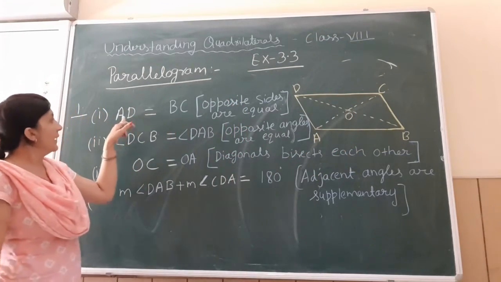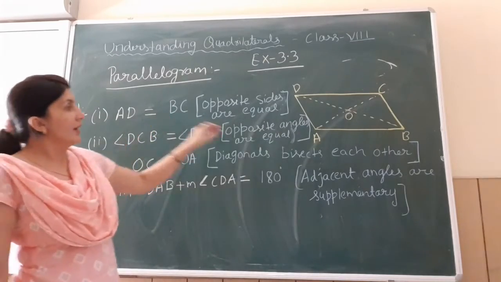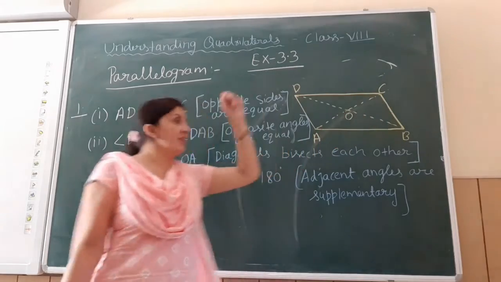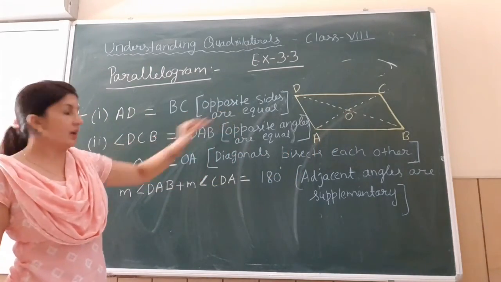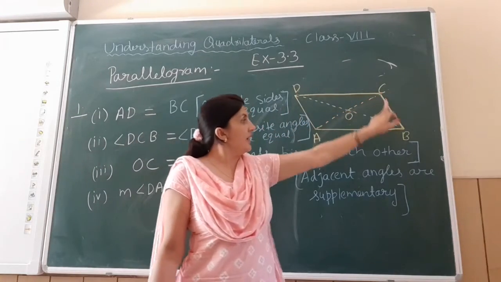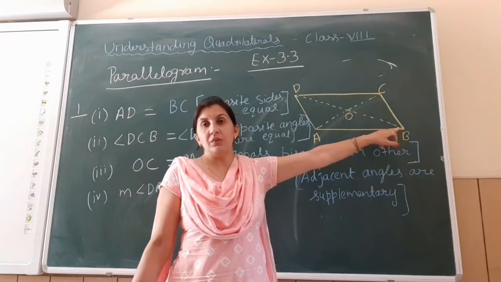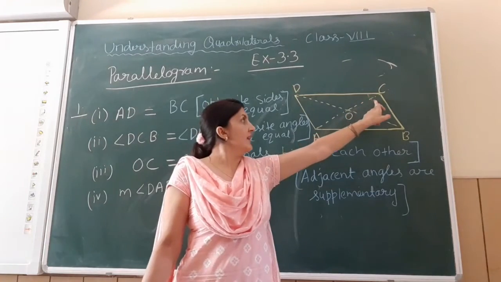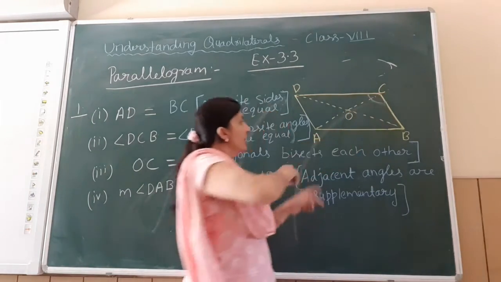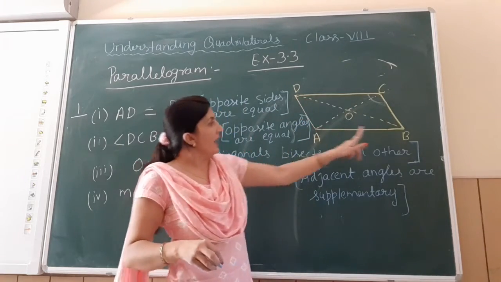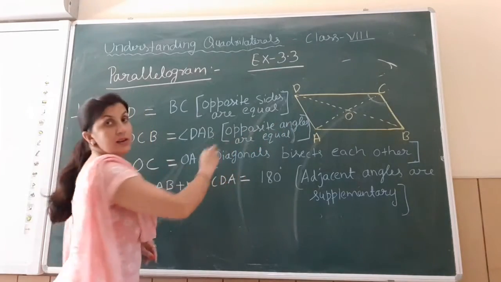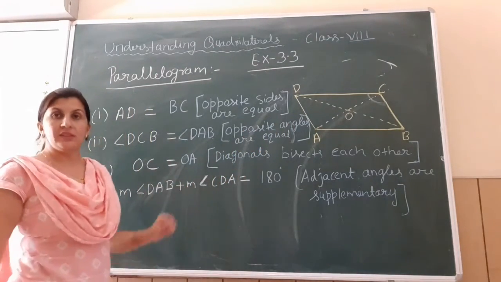Firstly, they ask AD is equal to which opposite side? BC. Opposite sides are equal. Angle DCB. The point which is in between, we will take this angle. So angle is this, DCB. This angle will be opposite angle of DAB. Angle DAB, opposite angles are equal. We have learned this in the property.